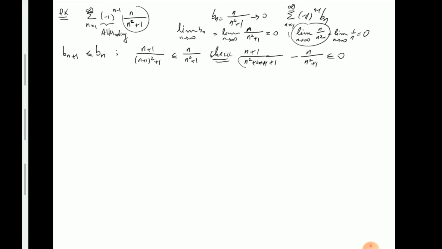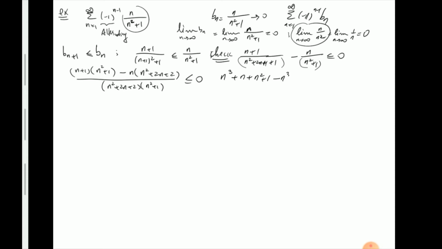Common denominator is the product of these. So we have (n plus 1) times (n squared plus 1) minus n times (n squared plus 2n plus 2), over (n squared plus 1) times (n squared plus 2n plus 2). We need to check this basically. So the numerator, if we expand it, is n cubed plus n squared plus 1 minus n cubed minus 2n squared minus 2n. And let's see if this is less than 0.